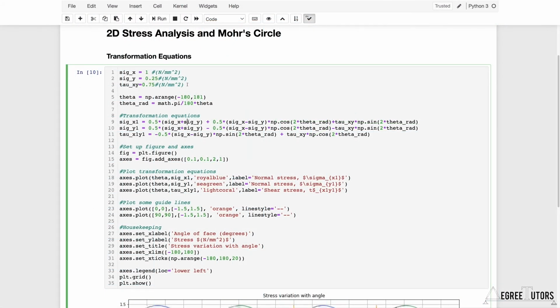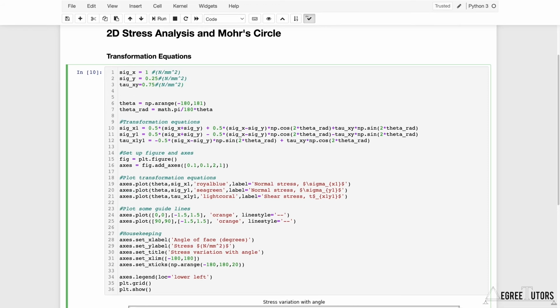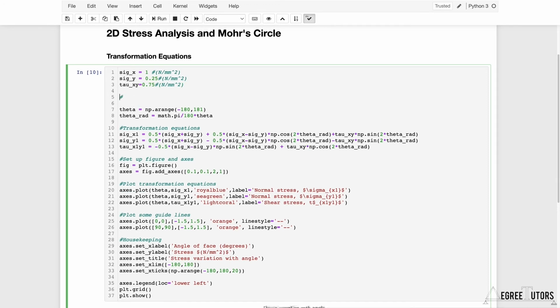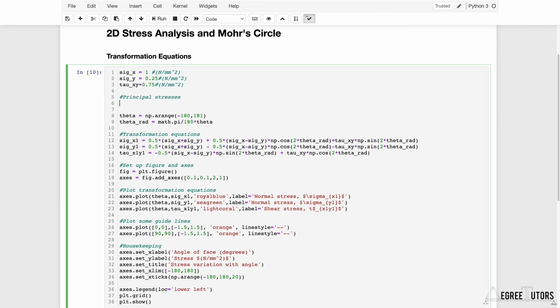Let me give myself a quick heading here, just to say we want principal stresses. All right, let's work out sigma average. Well, what is it? It's going to be sigma x plus sigma y over 2, or in other words, 0.5 times sigma x plus sigma y. No, it's not a minus, it's a plus. Sigma x plus sigma y over 2.